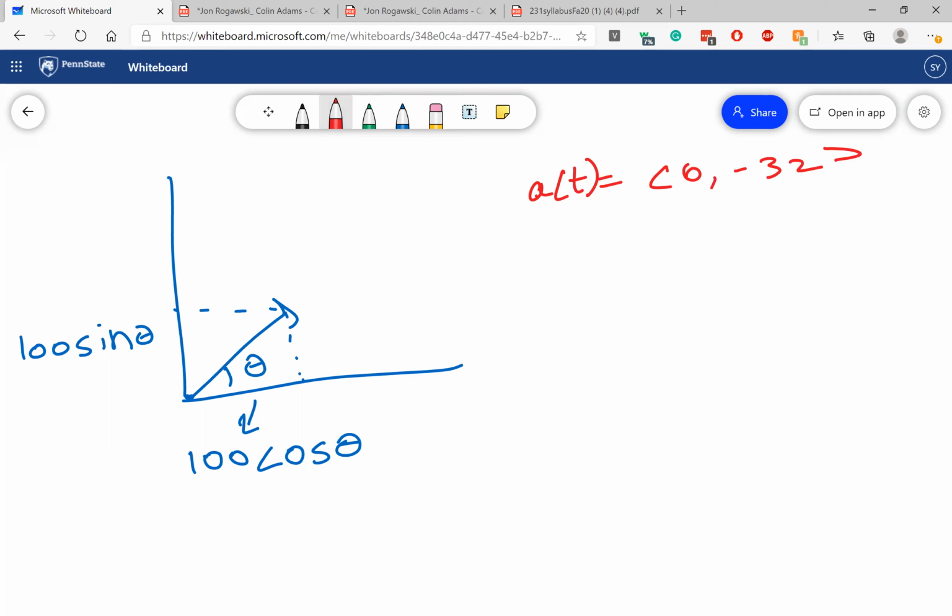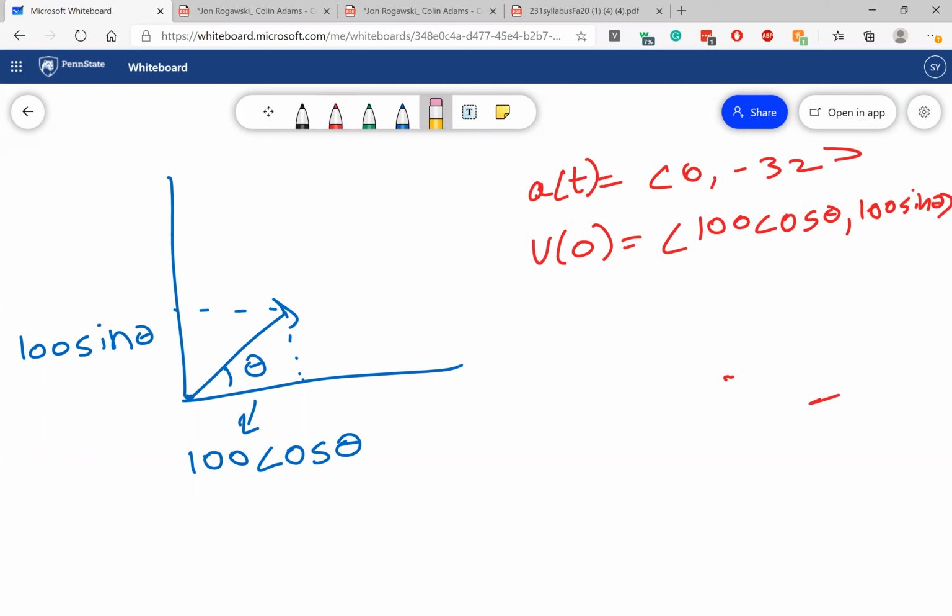Okay, so that would be our acceleration. And our velocity at time 0, well, we now know what that is because that's this over here. So it would be 100 cosine of the angle, 100 sine of the angle.